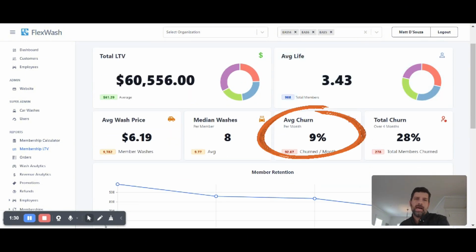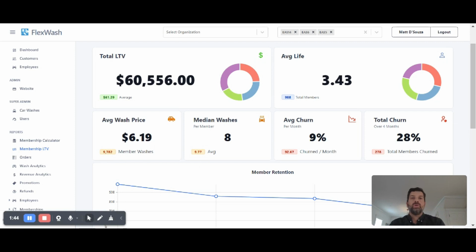Why is the churn rate so high? Well, in the early part of any promotion or any sort of membership, you're going to look at the attrition rate and it's going to be a little bit higher. That's just the way numbers work, and then it flattens out. So I wouldn't be alarmed if you see, okay, 28% churn over a 4-month period.